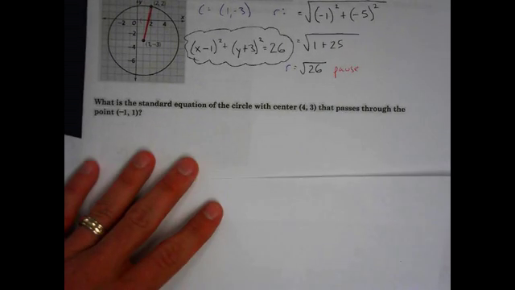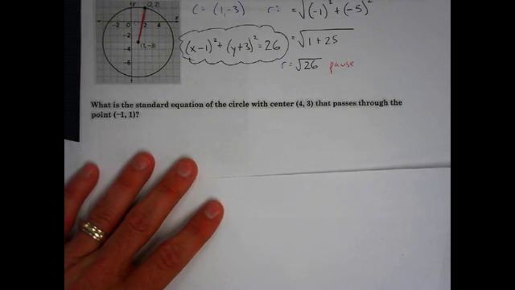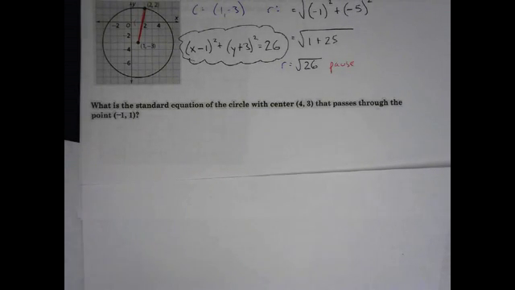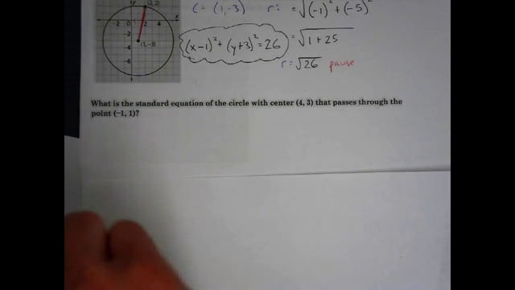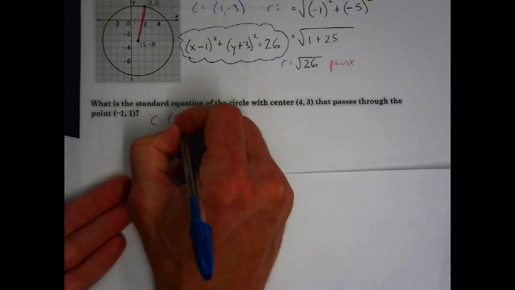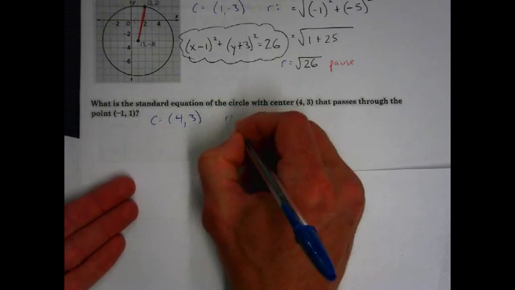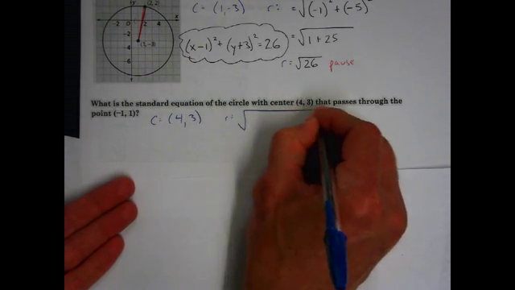All right, so standard equation of a circle with center at (4, 3), passing through (-1, 1). So we already have our center once again. The center is given to us, (4, 3). Yay. What we don't have is the radius. So how do we find the radius?